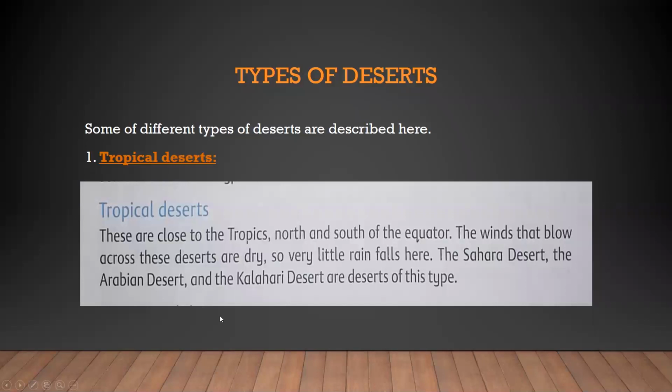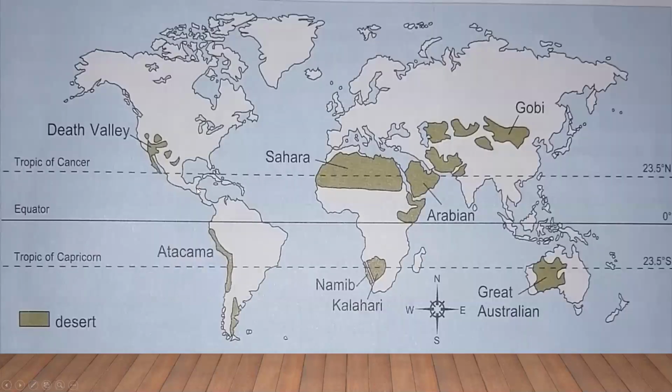The winds that blow across the desert are dry, so very little rain falls here. The Sahara Desert, the Arabian Desert, and the Kalahari Desert are examples of this type of desert. As you can also see, this is the northern tropical region, and this is the southern tropical region. Namib and Kalahari Deserts are located in this region, and here Sahara Desert and Arabian Desert are located in this tropical region.